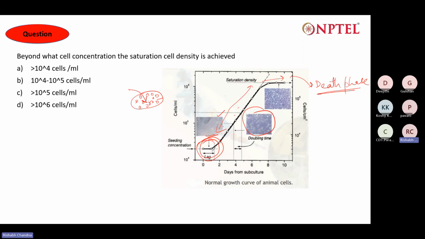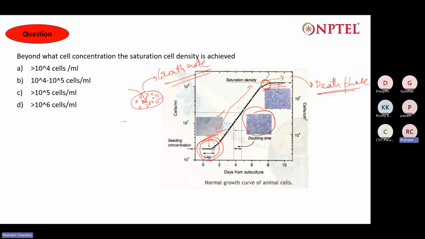Okay. So here what we'll do, the growth rate of the cells will be calculated in this particular phase, that is the log phase. And then there will be a particular time when these cells will be in a saturation. So what is the saturation in this case?